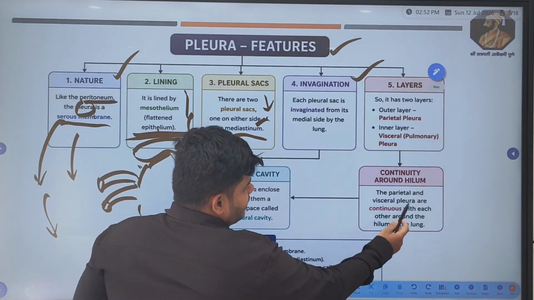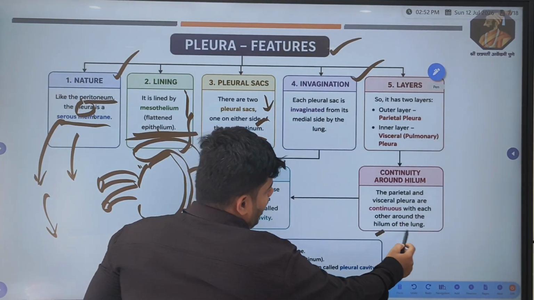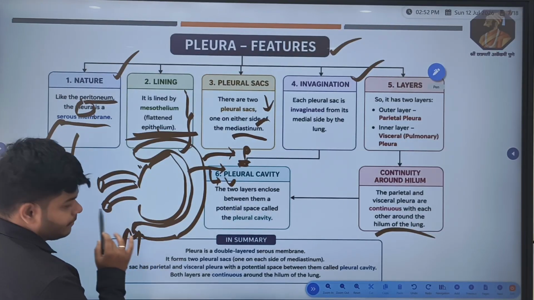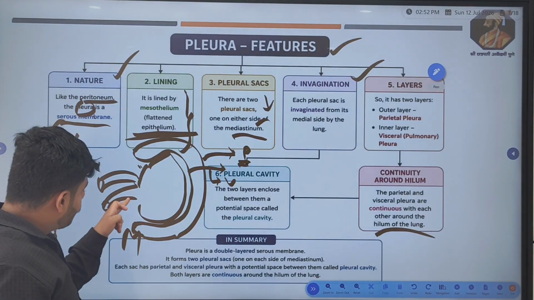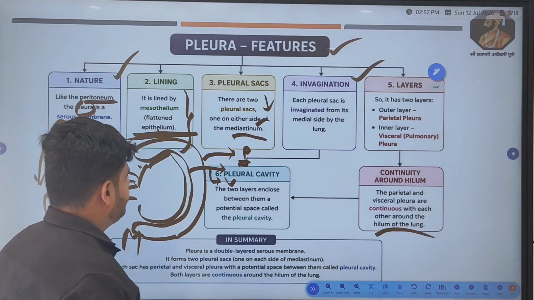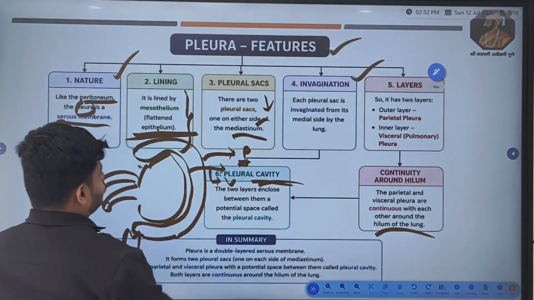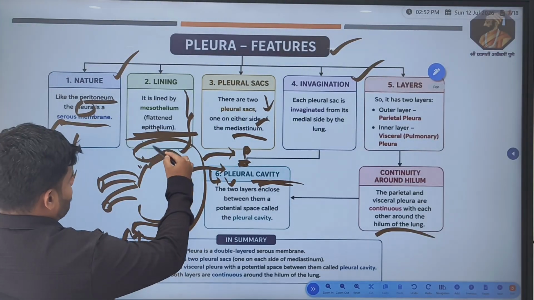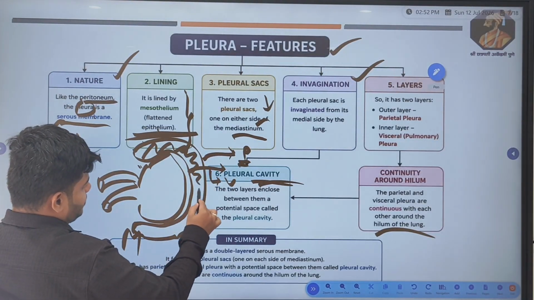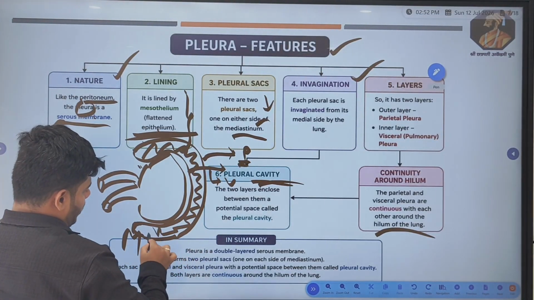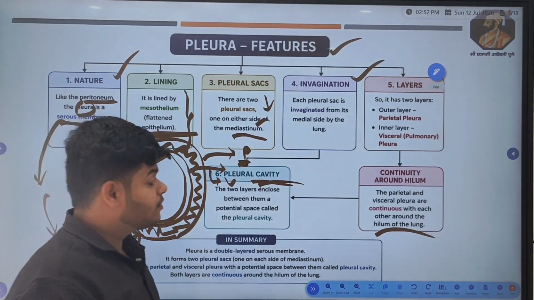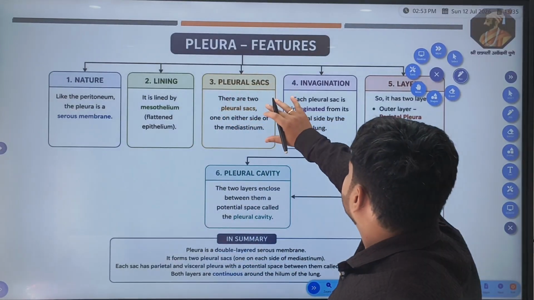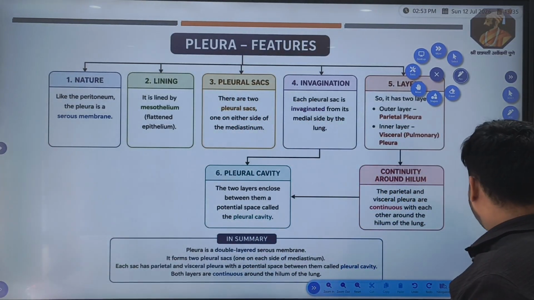The parietal and visceral pleura are continuous with each other around the hilum of the lung. You can see clearly here that they are continuous with each other at the root, or hilum, of the lung. Now the pleural cavity. As the parietal and visceral pleura form, there is a space between them. This is called the pleural cavity. This was all about the characteristic features of the pleura.